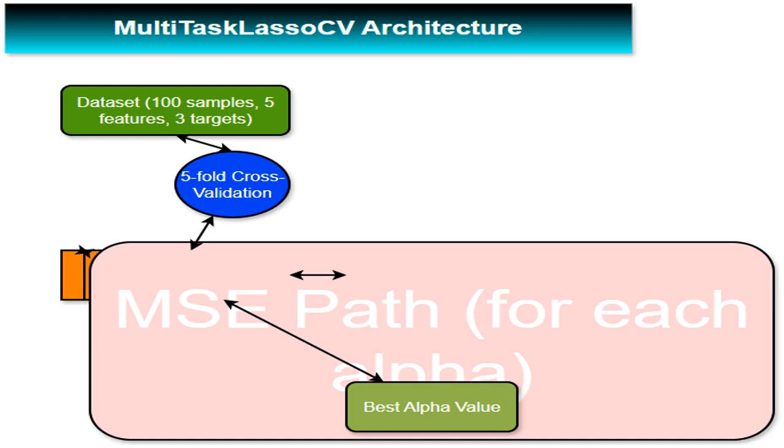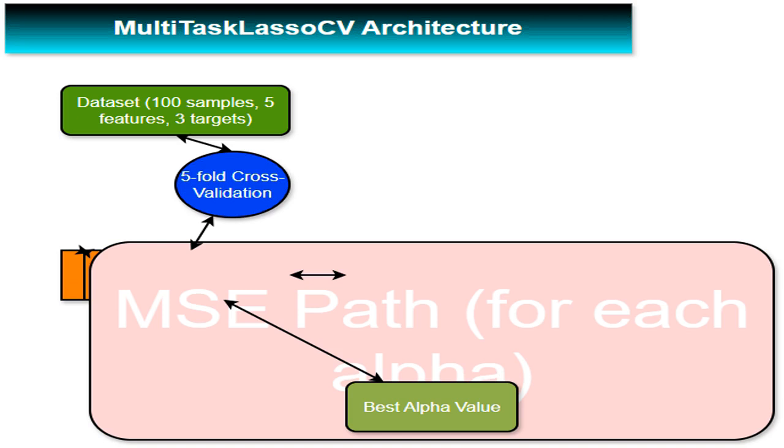The model finds the single best value for alpha across all 3 targets. Alpha is a regularization parameter controlling the strength of the penalty applied to the coefficients. It helps prevent overfitting. The best alpha value minimizes errors across all my prediction tasks.